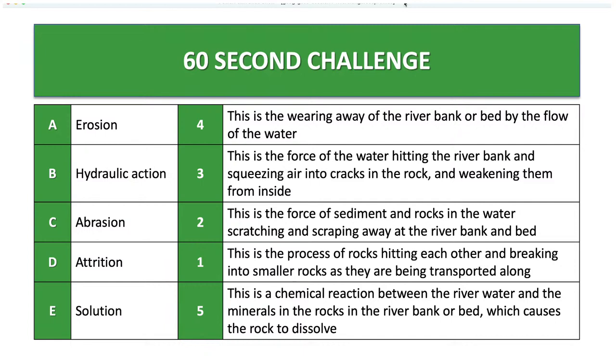And finally, we have solution. E5, chemical reaction between the river water and the minerals in the rock and in the riverbed or bank, which causes a rock to dissolve.